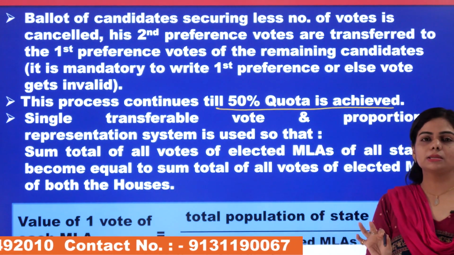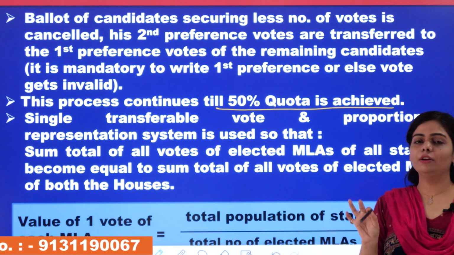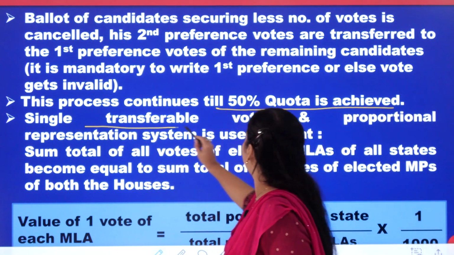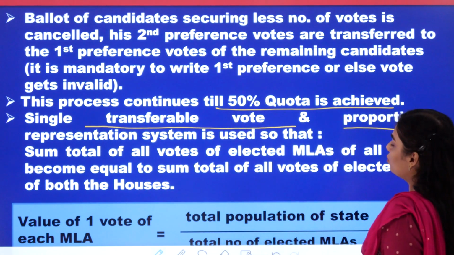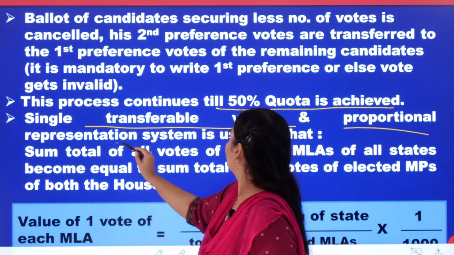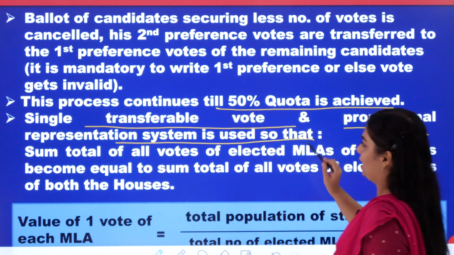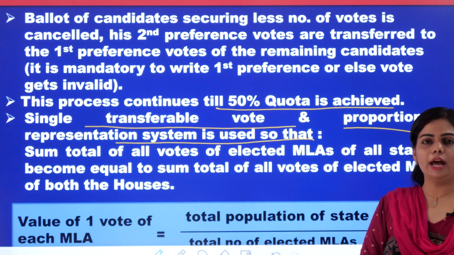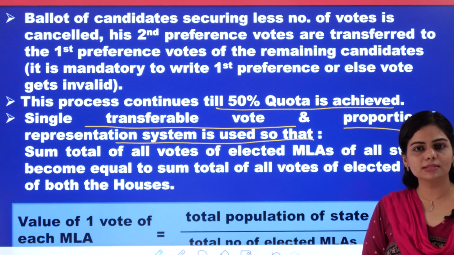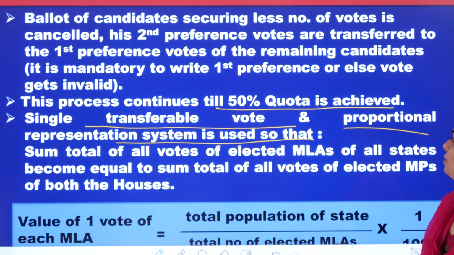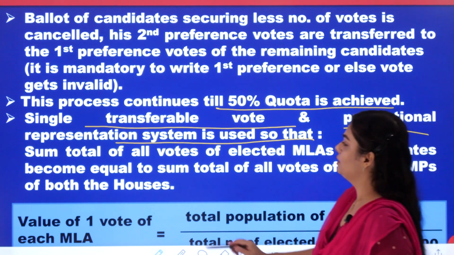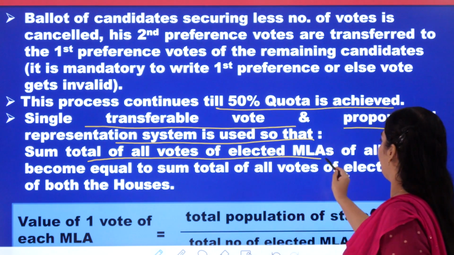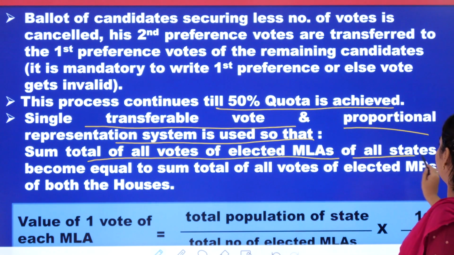So this process continues till we achieve 50% quota. Single transferable vote and proportional representation system is used. Why are we using this single transferable and proportional representative voting system? The answer lies here. Why? So that the sum total of all votes of elected MLAs of all states.